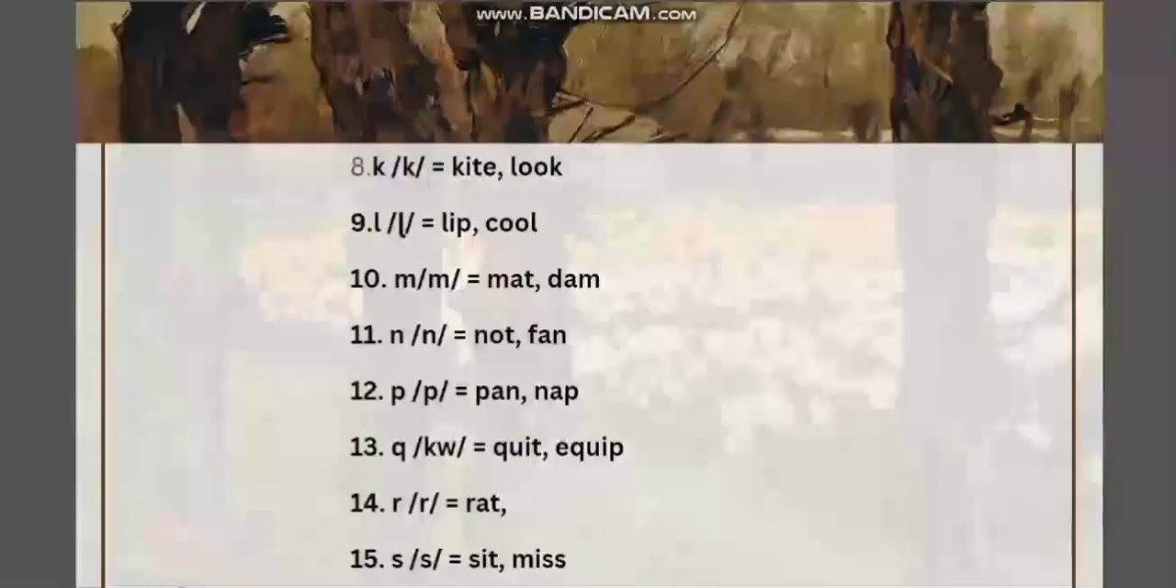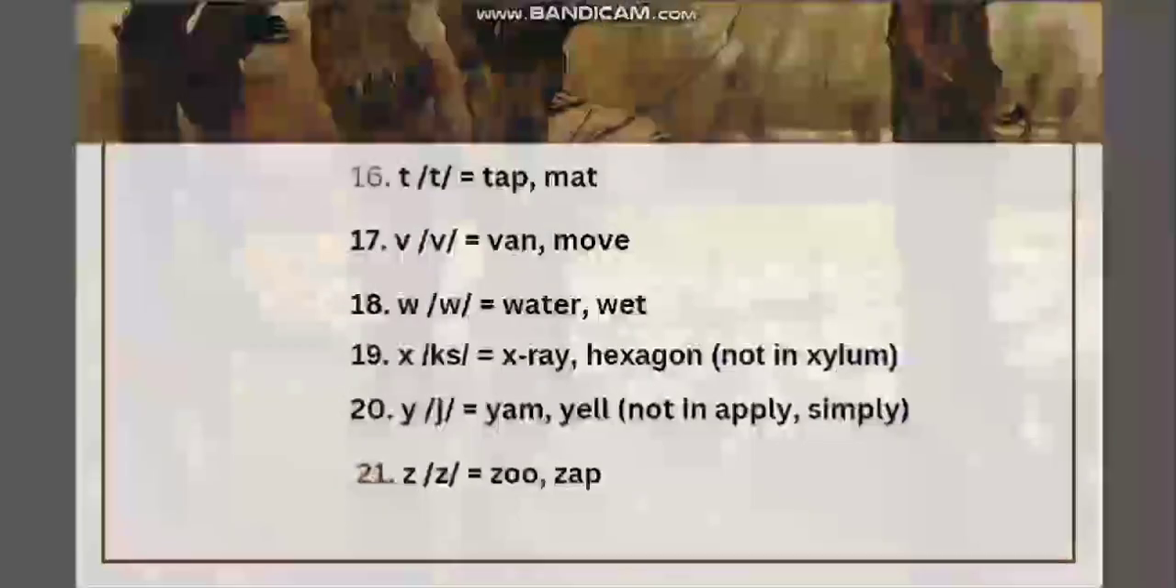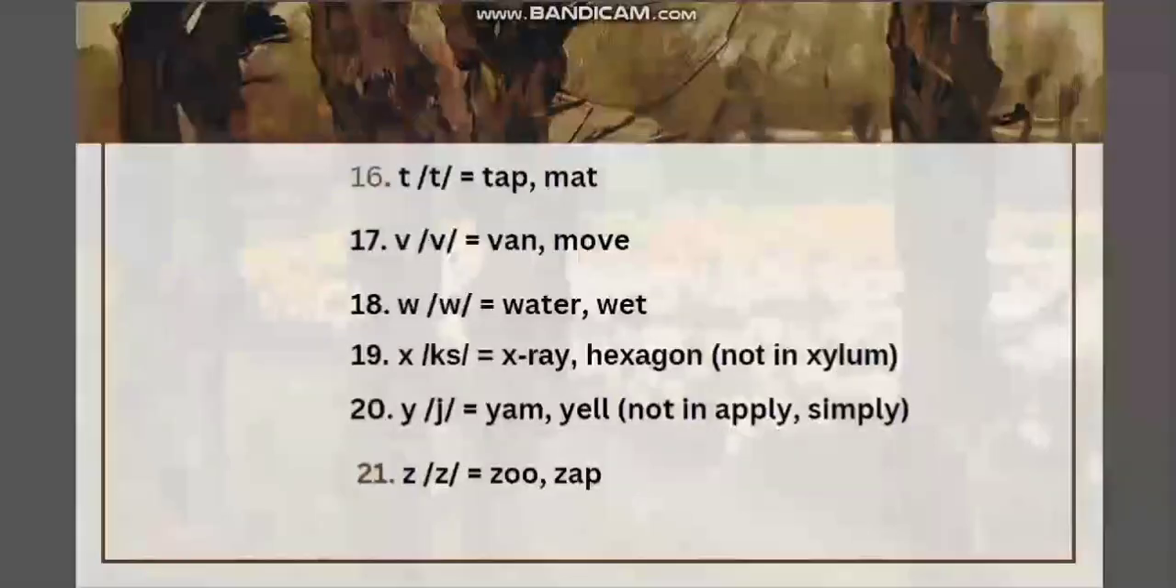15 sounds S. Then 16, that is letter T, sounds T. Number 17, letter V, sounds V. Letter W sounds W.